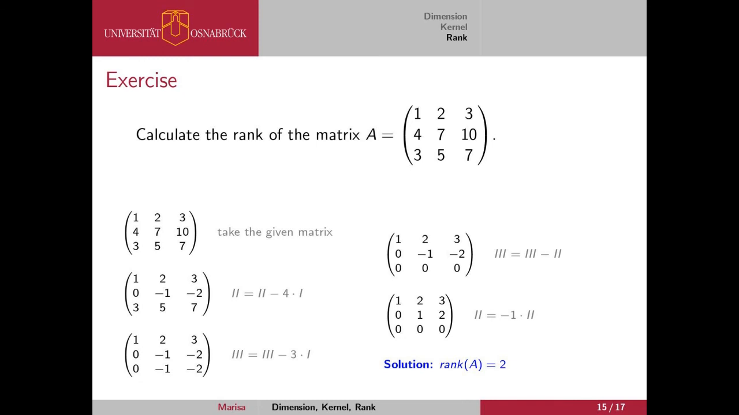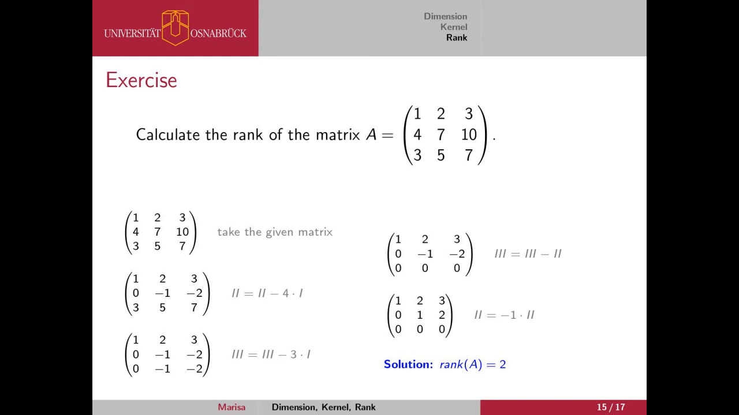Here you can see the solution for the given exercise. We start with the given matrix on the top left. Then we use the usual rules for systems of linear equations to bring the matrix into the reduced row echelon form. In the first step, we subtract 4 times the first row from the second row so that we will have a 0 in front there. Then we subtract 3 times the first row from the third row so that we also have a 0 in front. You can already see that we have a duplicate here.